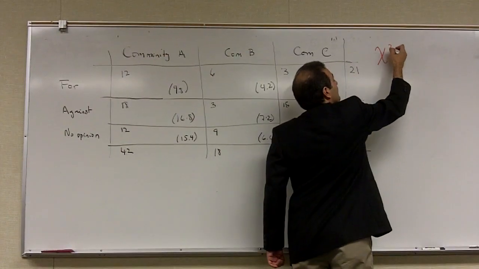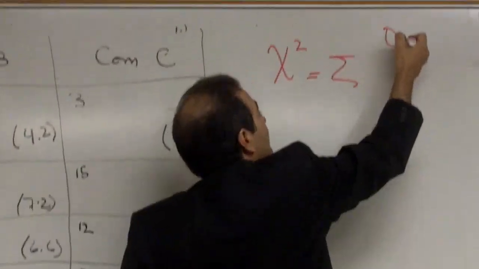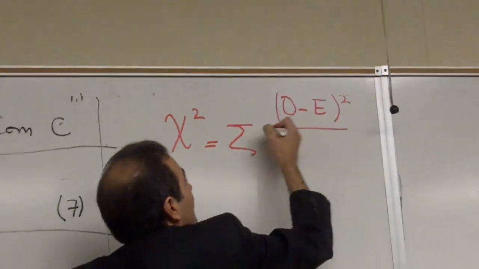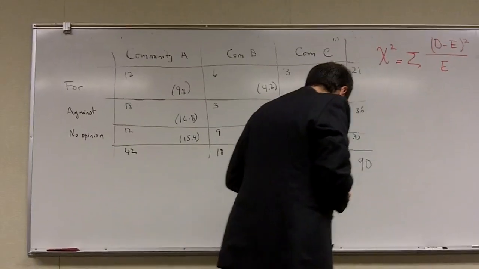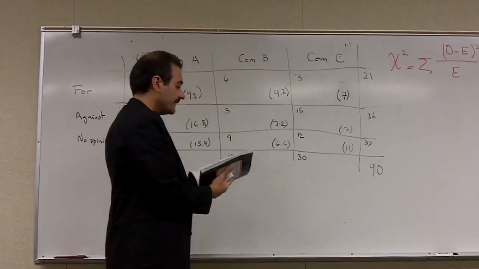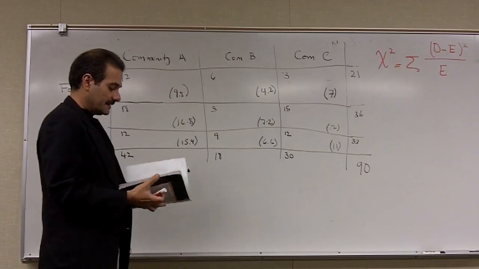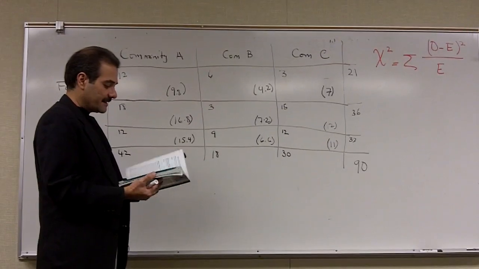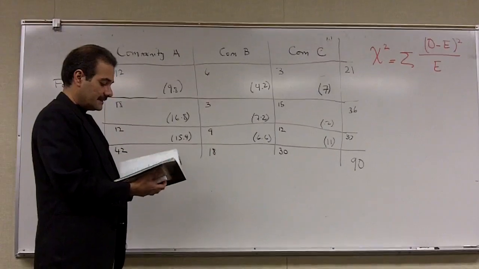Chi-square is equal to the sum of the observed minus expected squared over expected. So you need to go through the process of calculating that for all of these cells, and you add them together. OK, so let's do that together. You start the process, and I will do it too. But go ahead and start the process.